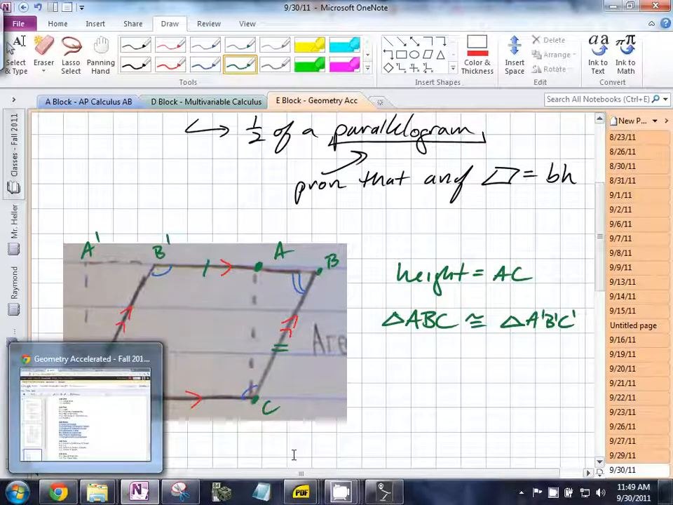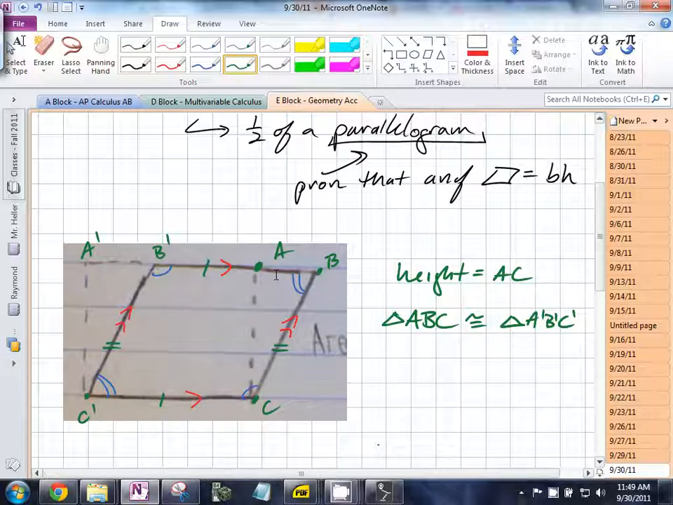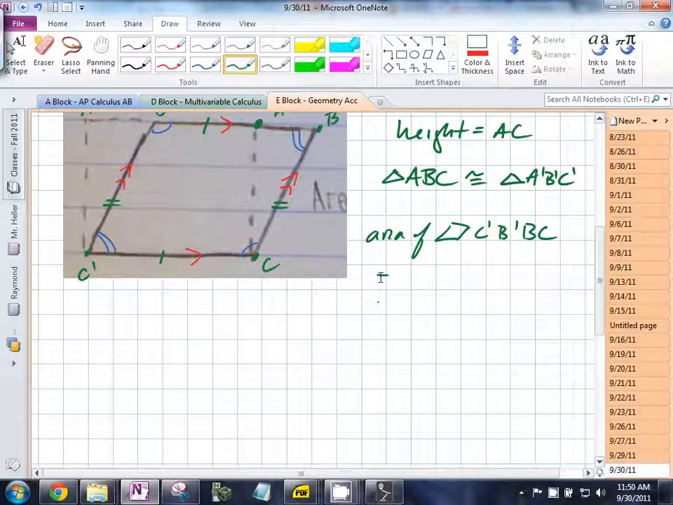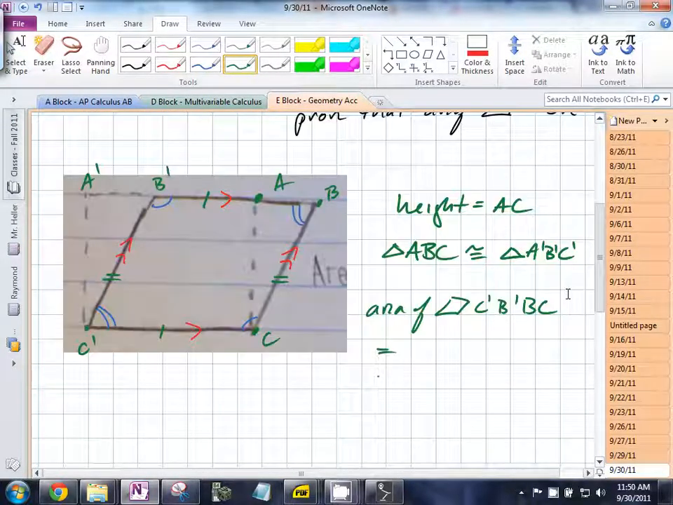So you know that if I chop that off and put it over there, we know that the area of the parallelogram, how did we label this? C prime, B prime, B, C. That's the original parallelogram. What's that going to be equal to? Equal to rectangle what? Yeah, A prime, A, C, C prime. But that's a rectangle, and we know that the area of a rectangle is base times height.